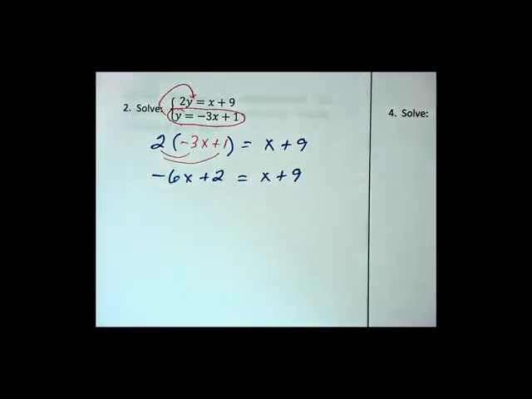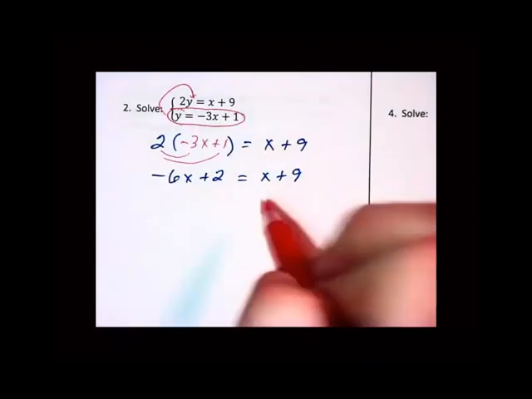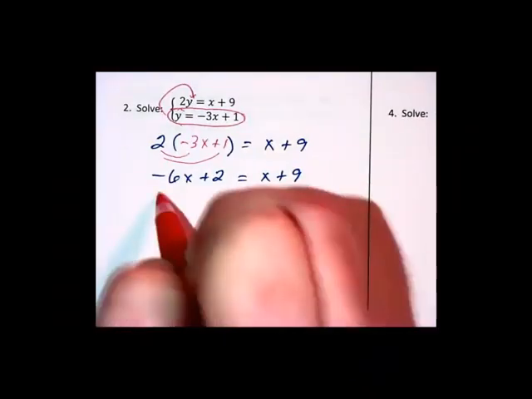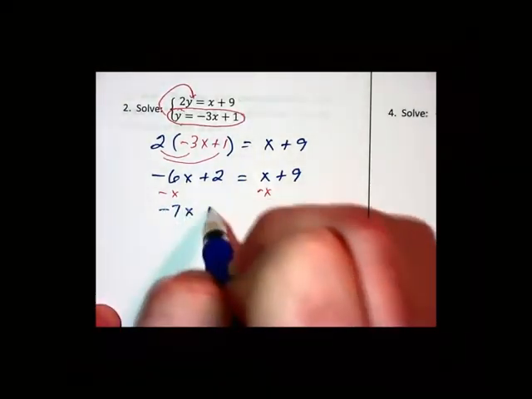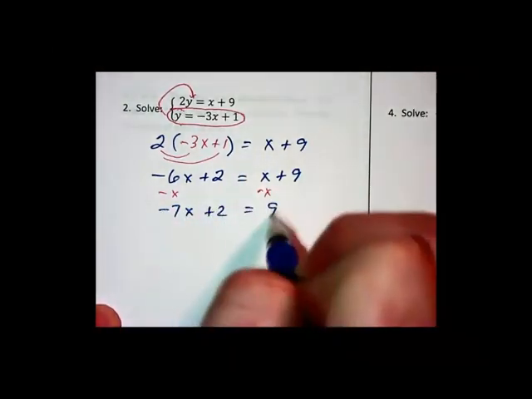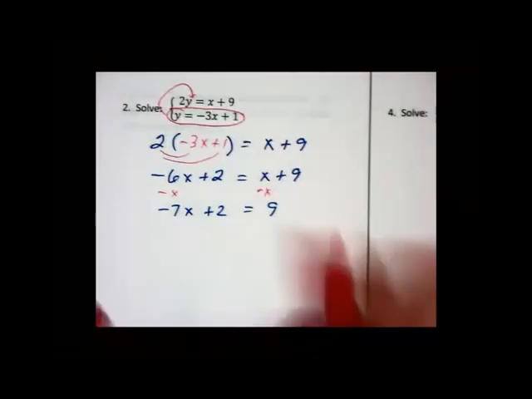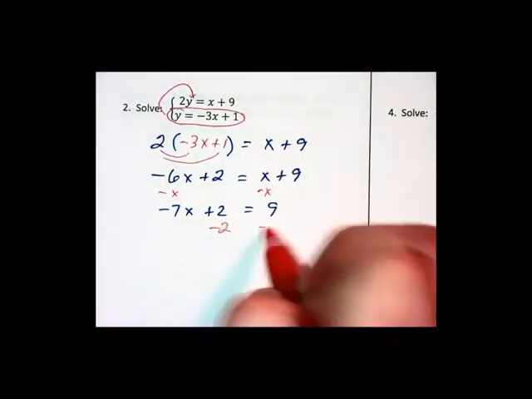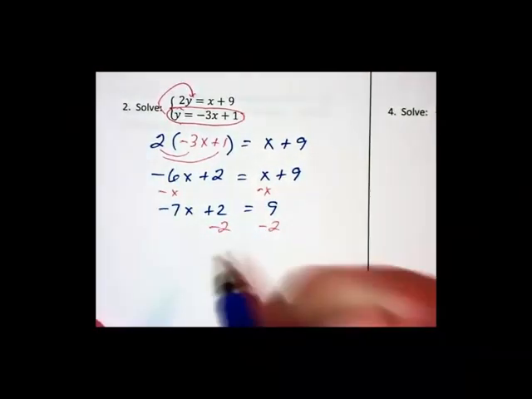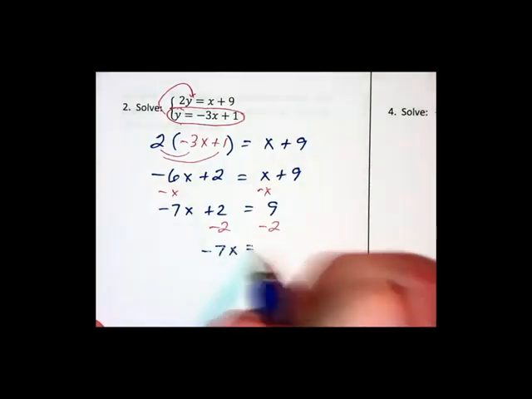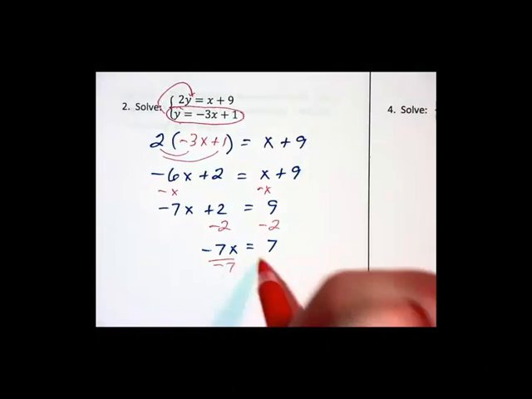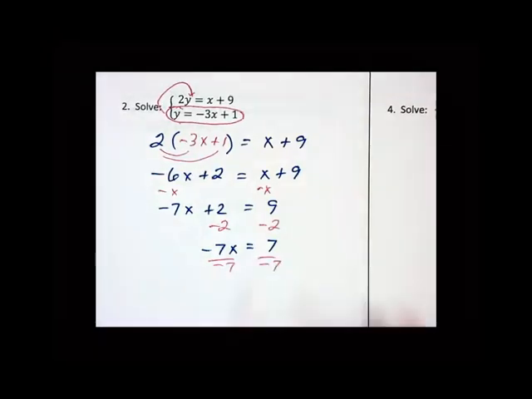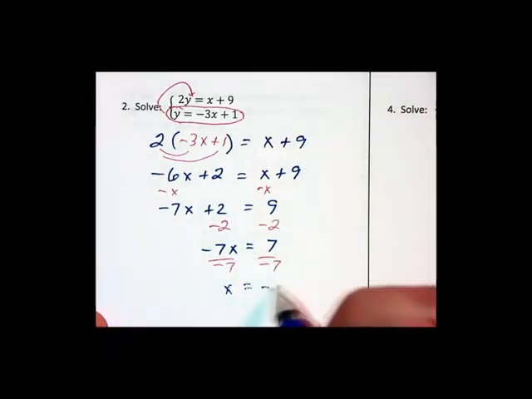This time we've got variables on each side of the equation, so I'm going to subtract x on each side of the equation. That will give us negative 7x plus 2 equals 9. And now I'm going to subtract 2 on each side. That will give us negative 7x is equal to 7. And finally, dividing each side by negative 7 gives us x equals negative 1.